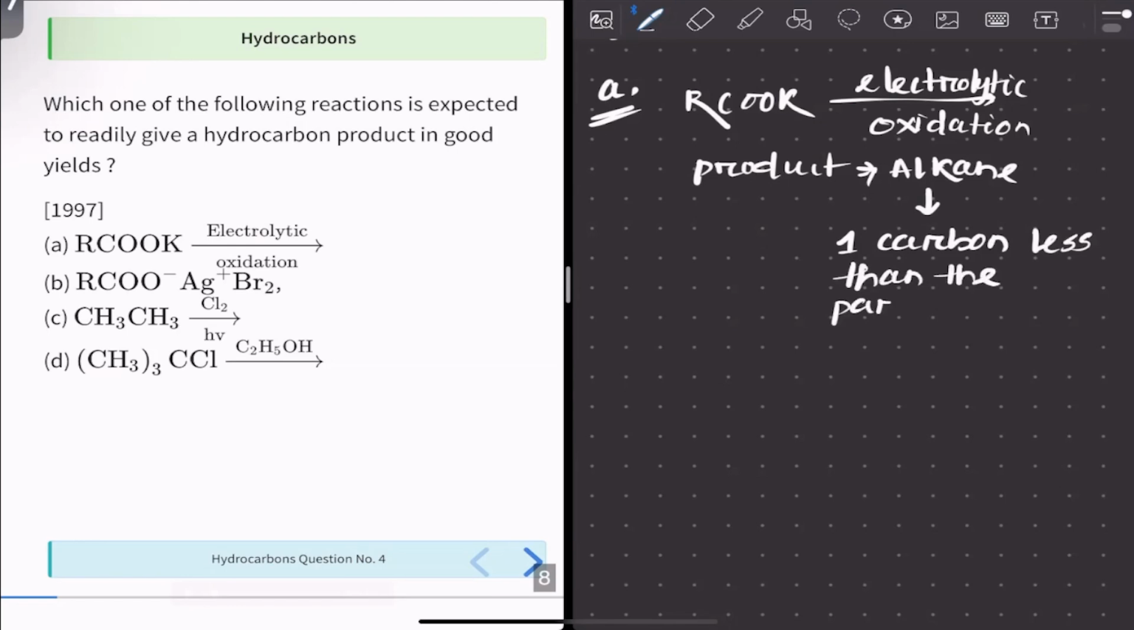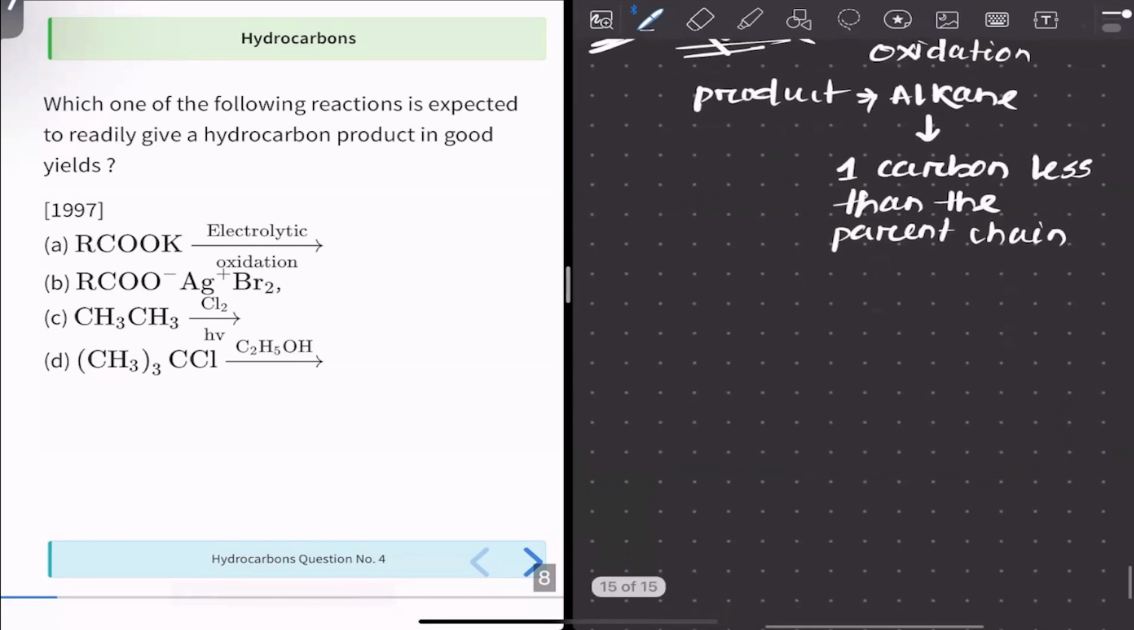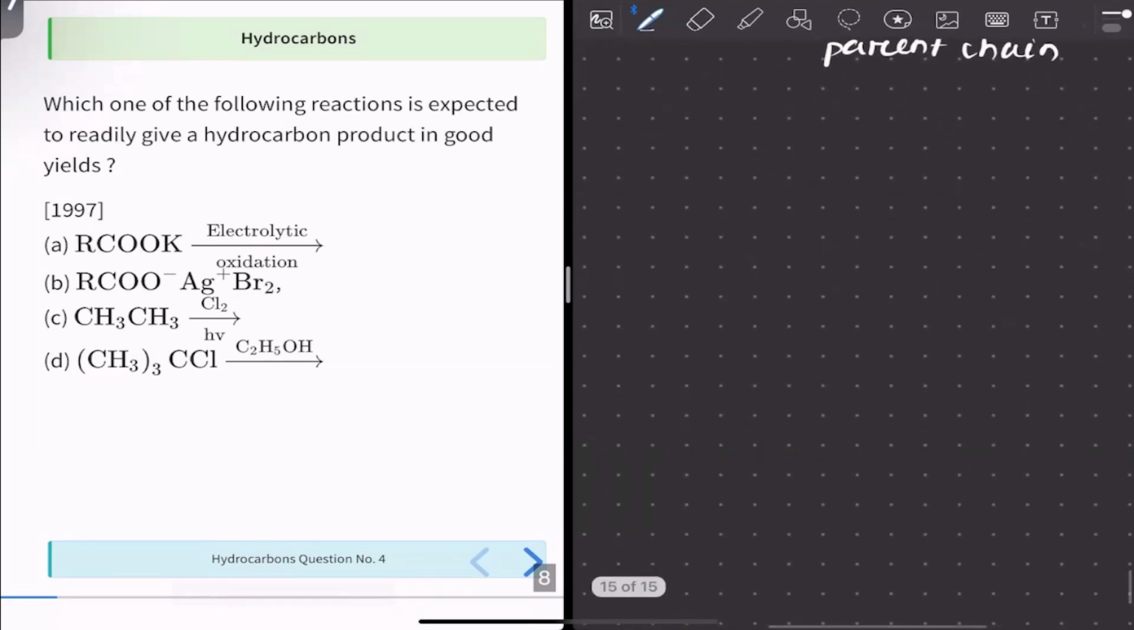Than the parent chain. Okay. If the parent carboxylic acid had like 6 carbons, then the product alkane will have 5 carbons, like one carbon less. Okay. So let's see the mechanism here.